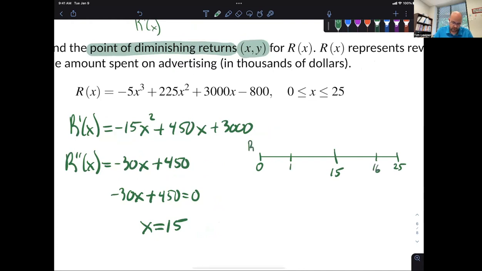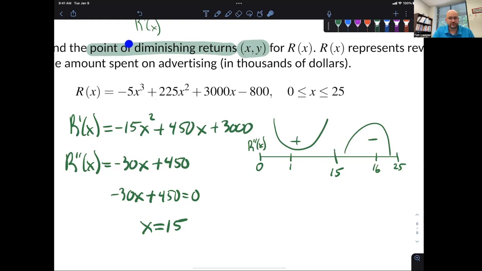So if we do R double prime here, if I plug in the 1, that gives me a positive 420. So that's going to be positive, which means concave up. And then 16, if I plug that in, it's going to be negative 480 plus 450, which is negative 30. So it's going to be negative in this region, so it's going to be concave down. So notice that 15 is, in fact, the point where you have an inflection point.